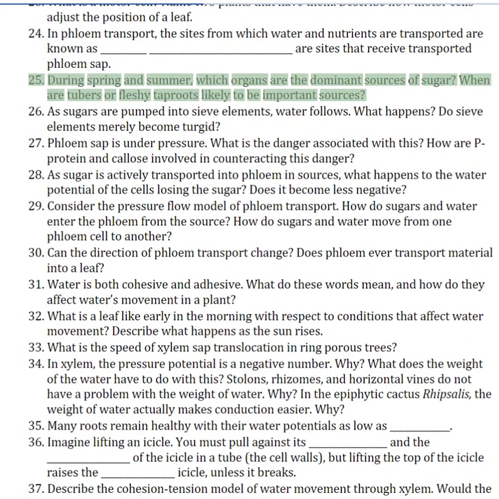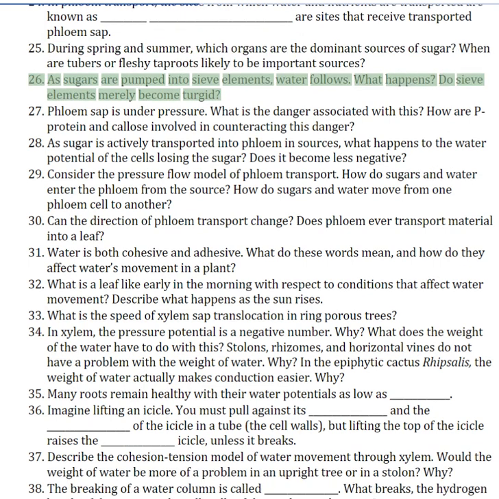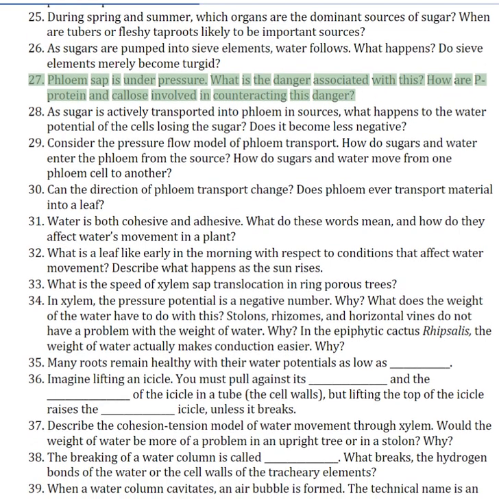25. During spring and summer, which organs are the dominant sources of sugar? When are tubers or fleshy taproots likely to be important sources? 26. As sugars are pumped into sieve elements, water follows. What happens? Do sieve elements merely become turgid? 27. Phloem sap is under pressure. What is the danger associated with this? How are protein and callose involved in counteracting this danger?